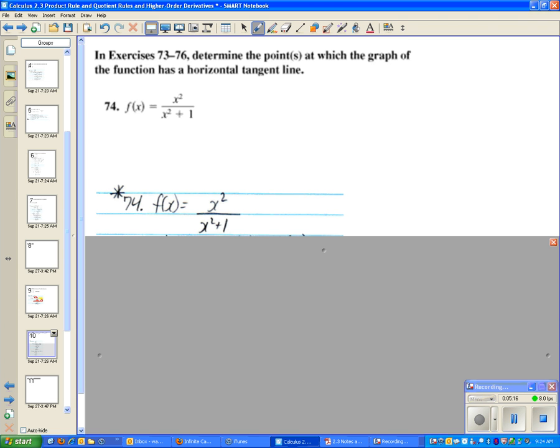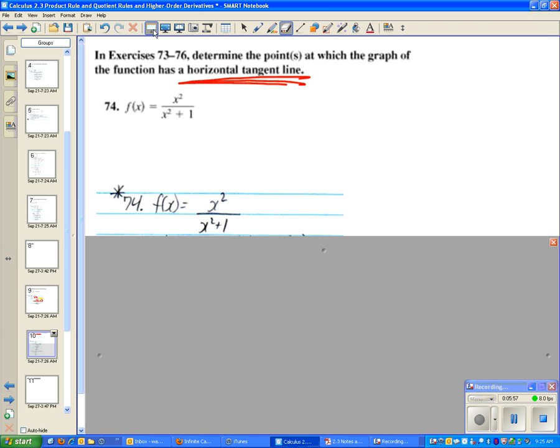Determine the point at which the graph of the function has a horizontal tangent line. We've worked problems like this before, and we're going to work problems like this all year long. As we learn new ways to find derivatives, we'll learn that method, and then they'll ask us questions like this. Okay? So we know that we can use, in this case, the quotient rule to find the derivative. Once we've found the derivative, what are we going to do with it? Set it equal to 0, because the derivative is a formula to find the slope of the tangent line, and horizontal tangent lines have a slope of 0.